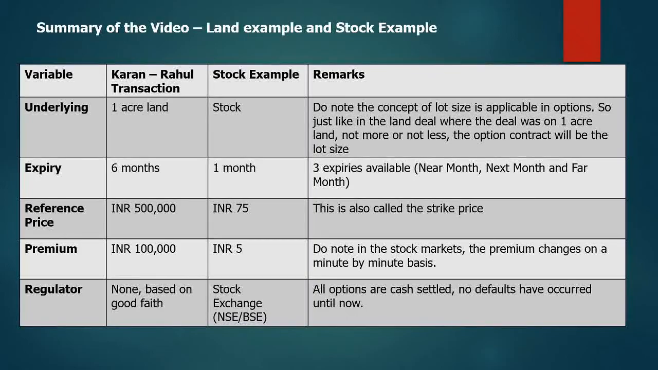If I give you an example, today I am recording this video on 15th August. So August is my current month expiry. Next month will be September, and far month will be October. So I have 3 contracts available for trading. Reference: in the case of the land deal, it was INR 5 lakh, whereas in the case of stock, it was 75. This is also called strike price.